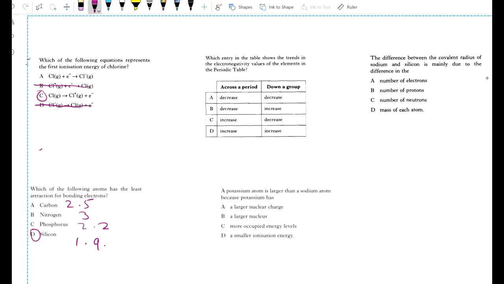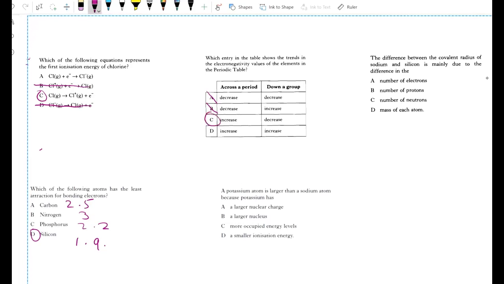Which entry in the table shows the trends in electronegativity values of the elements of the periodic table? So across the period, electronegativity increases, which means that we can get rid of automatically A and B. Okay, and they increase because of an increase in nuclear charge. And down a group, electronegativity decreases because of shielding. So your answer is C.